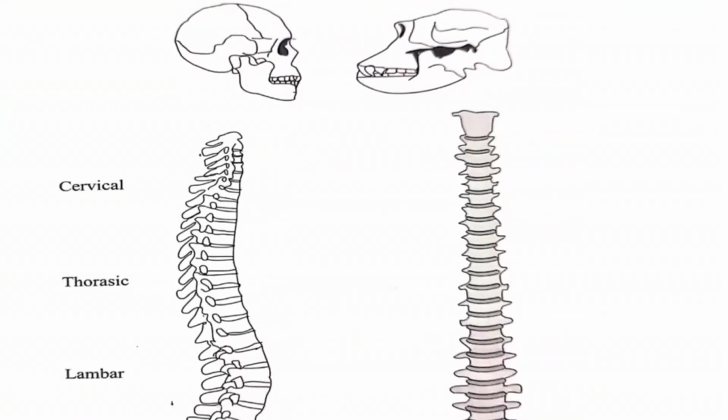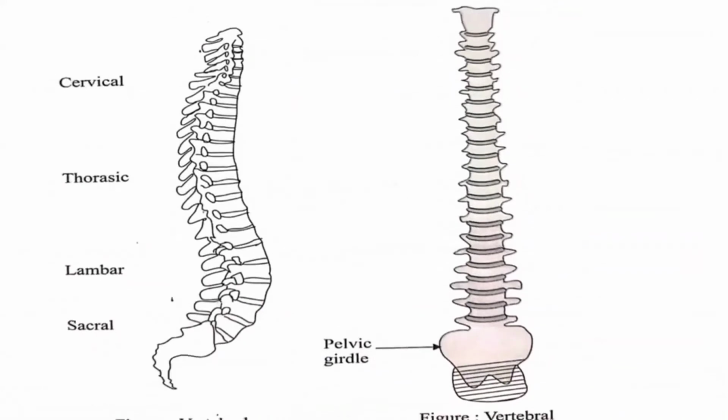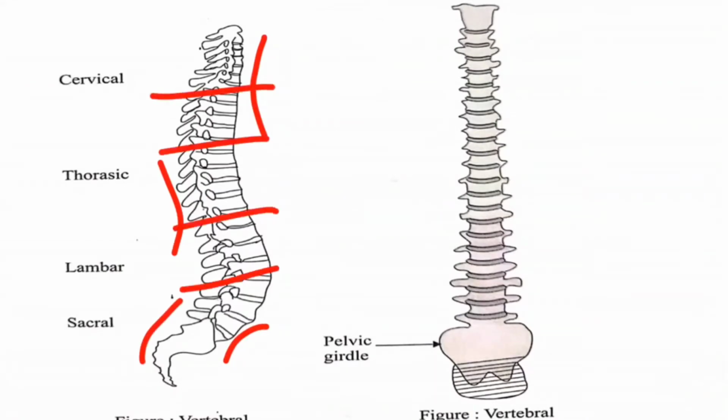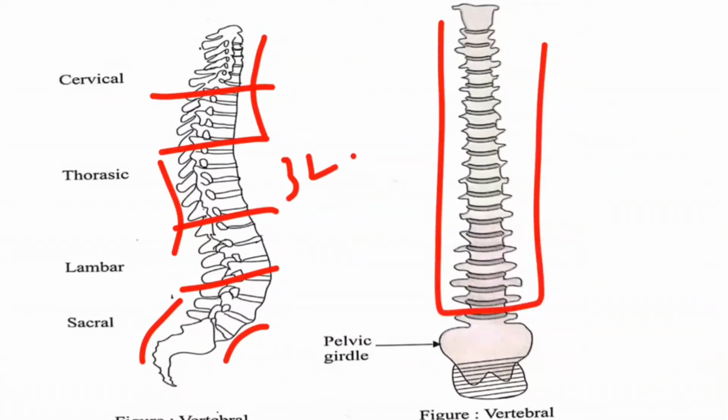So this is the skull of a man, and this is of the ape, and now we'll show the vertebral column of man and an ape. So you can see this is the first curve, the second curve, the third, and also the fourth, so there are 4 curves, and the segments have been divided into 32 segments. But if you can see in the ape, they do not have any sort of curve in their vertebral column.